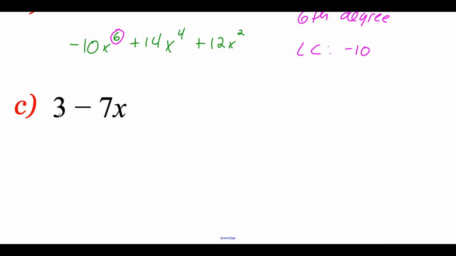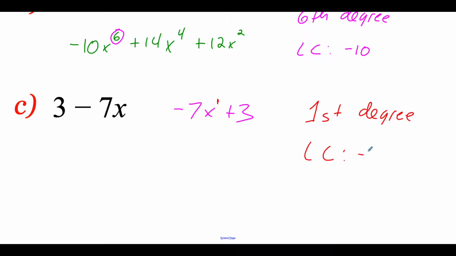And then for our last one, we've got 3 minus 7x. Again, we're going to rearrange it to be in power descending order. So this negative 7 has an x attached to it, whereas the 3 doesn't. So I'm going to go negative 7x plus 3. So then this one, there's no power on that x, which means an implied power of 1. So this is a first degree polynomial with a leading coefficient of negative 7.